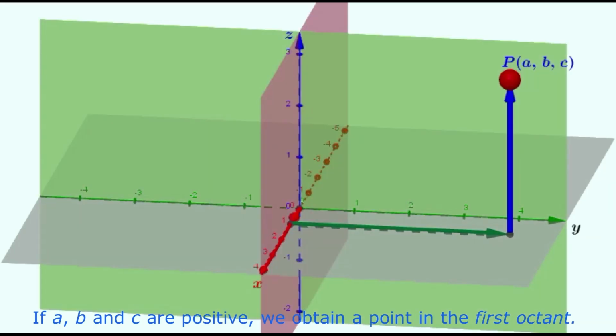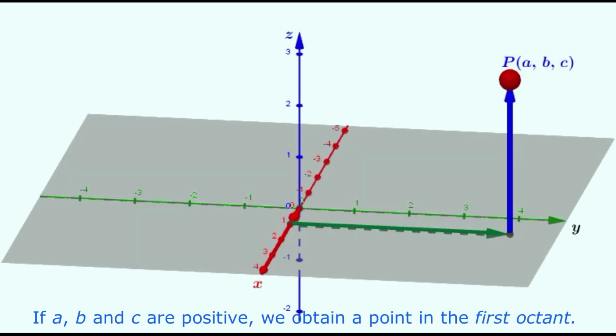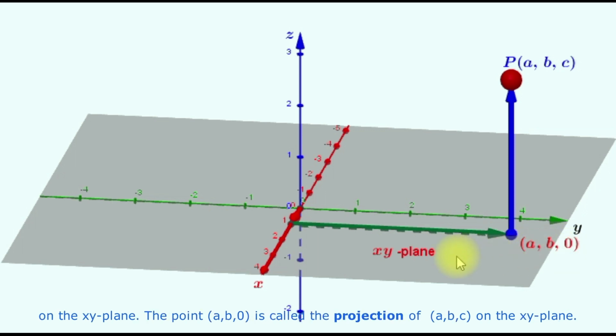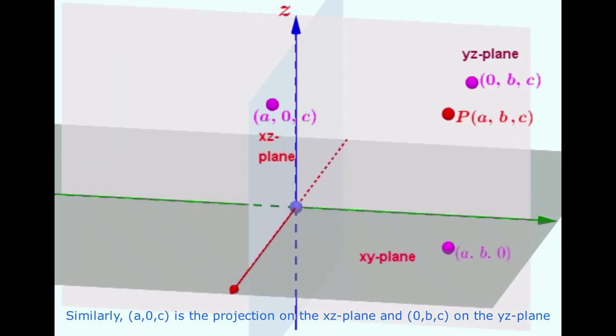If a, b and c are positive, then we obtain a point in the first octant. If we drop a perpendicular from the point P with the coordinates (a, b, c), we obtain the point triple (a, b, 0) on the xy plane. The point (a, b, 0) is called the projection of (a, b, c) on the xy plane. Similarly, (a, 0, c) is the projection of P on the xz plane and (0, b, c) is the projection of P on the yz plane.